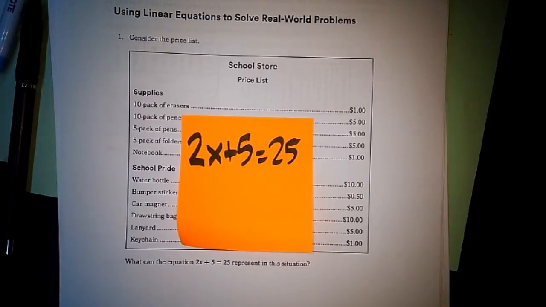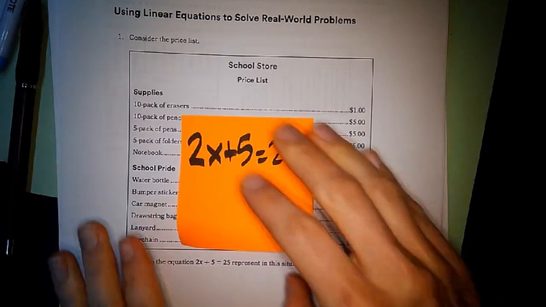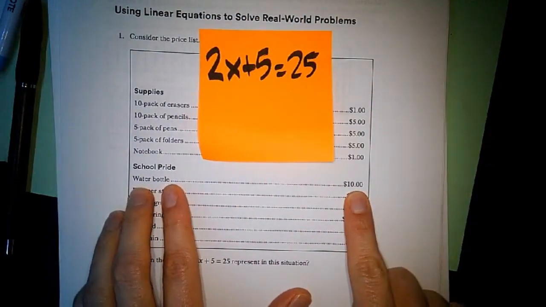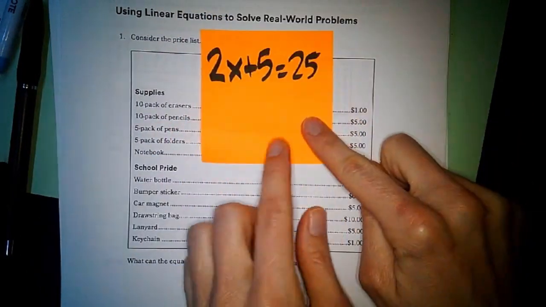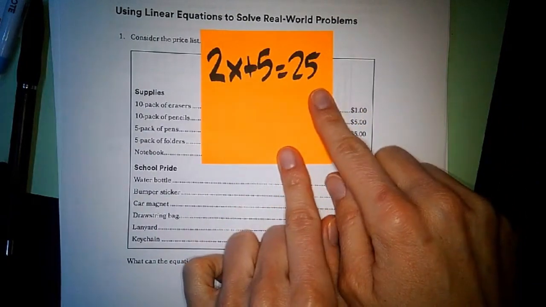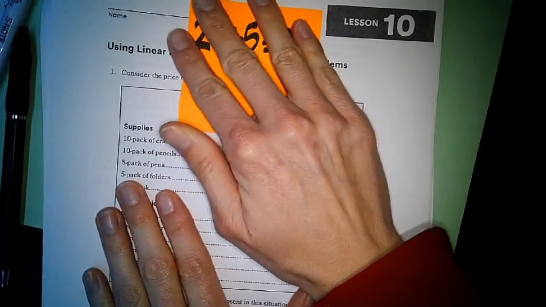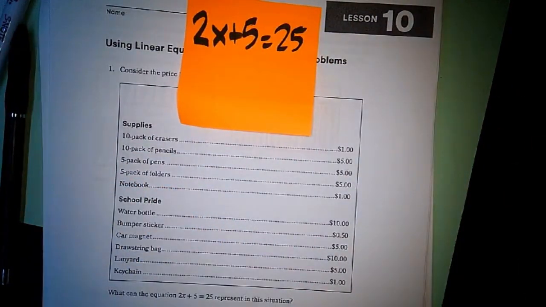What you got, Christopher? 2 water bottles and a pack of pencils, so equal 25. Okay, so you're saying that I could possibly get 2 water bottles at $10 and a pack of 10 pencils for $5, and that's going to be my total. That's an option. Anybody else see anything? I'm going to move it up a little bit just so that you can see. Look at your list and see if you can find another one.